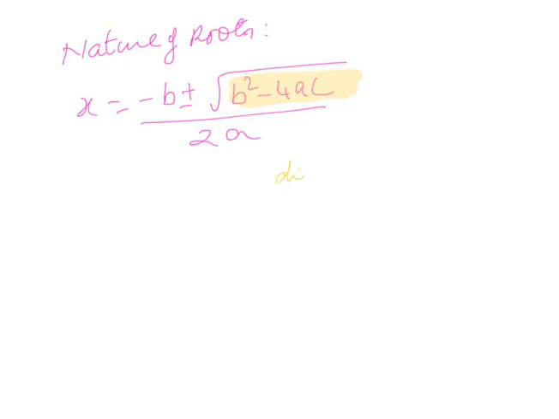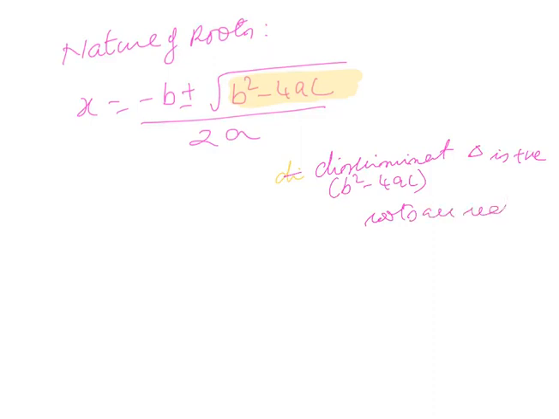Let me use the color, which we call the discriminant here. If the discriminant is positive, it is real. In short, we write it as delta. It is nothing but b squared minus 4ac. If delta is 0 or positive, then the roots are real.